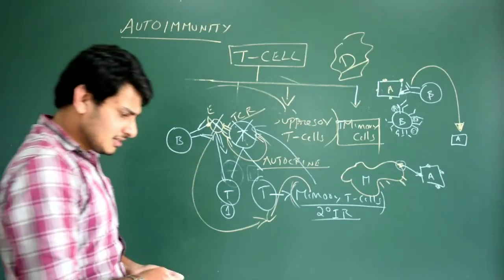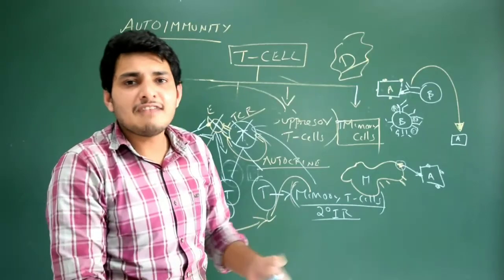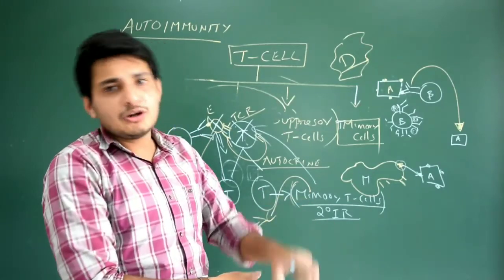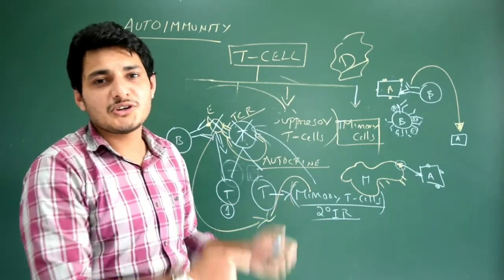Autoimmunity is the condition where T lymphocytes are able to differentiate between self and non-self cells. If they cannot differentiate between self and non-self cells, then we will suffer from a disease called autoimmune disorder. Hope you understood it.